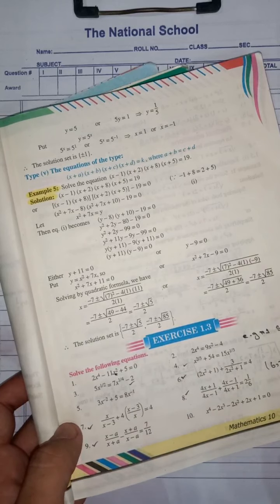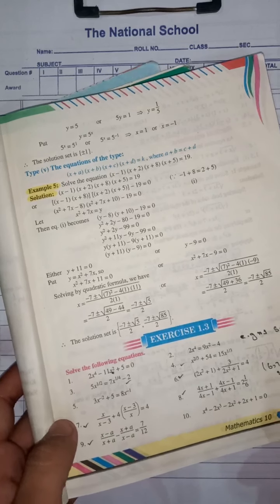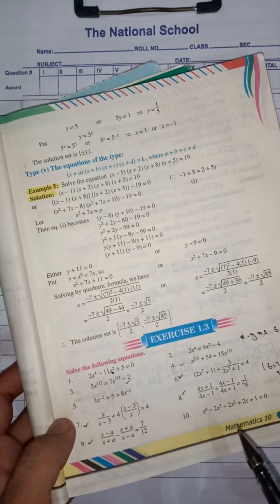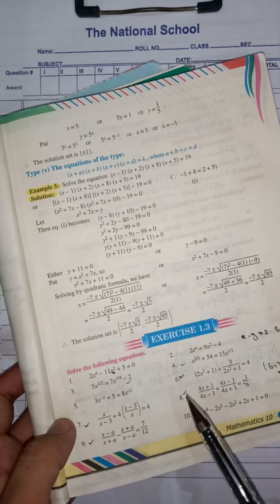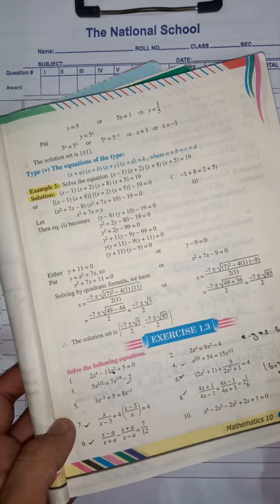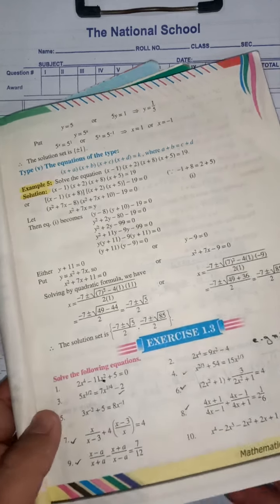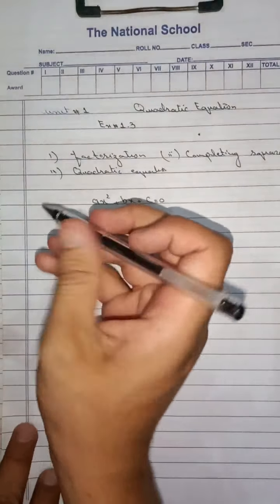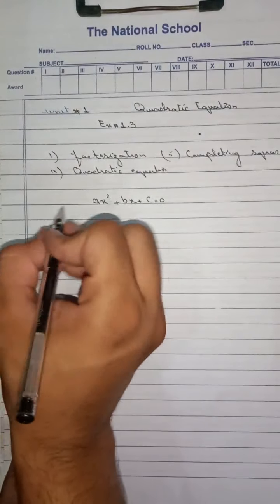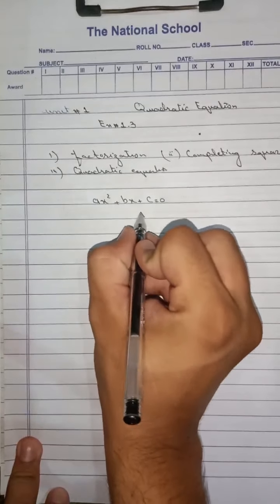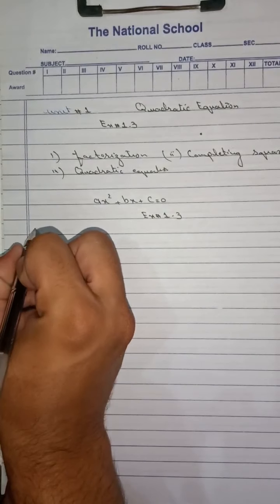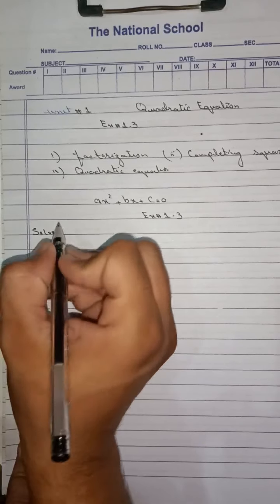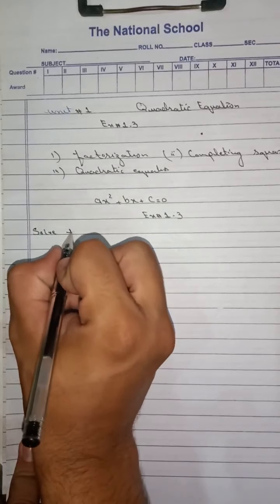Let's start this exercise. I will try to solve it for you, and I will reduce the given equations to a quadratic equation, and then we'll use the three methods: factorization, completing the square, or using the quadratic formula to find their solution. Exercise number 1.3. The first question is: solve the following equation.